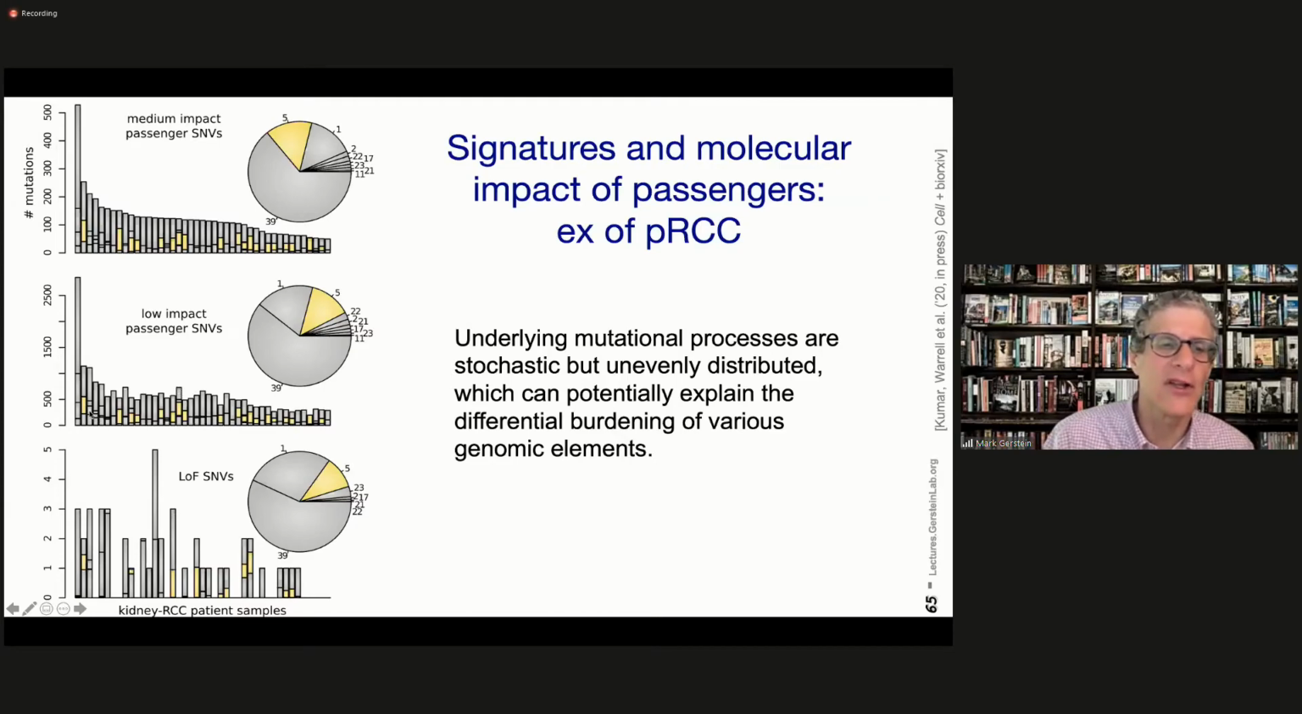Well, we can look at all the mutations that are, say, low impact, and you can see that signature 5 has a smaller share of that. And then we can look at all the mutations that are loss of function. And again, you can see signature 1 has a bigger role there and signature 5 is smaller. So the mutational processes are very important in terms of the types of mutations we observe and the impact of those mutations.